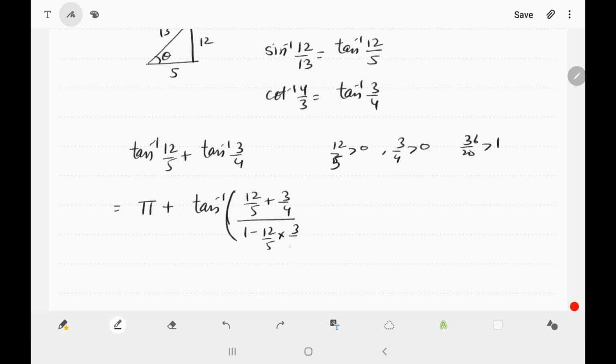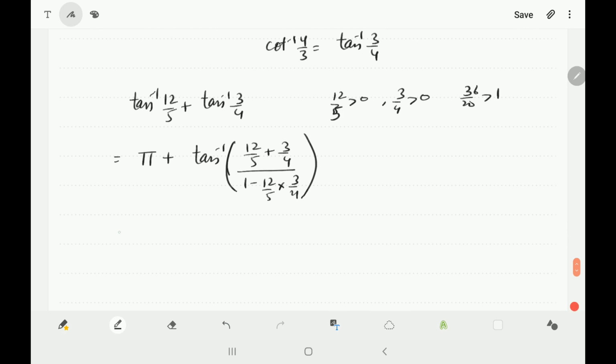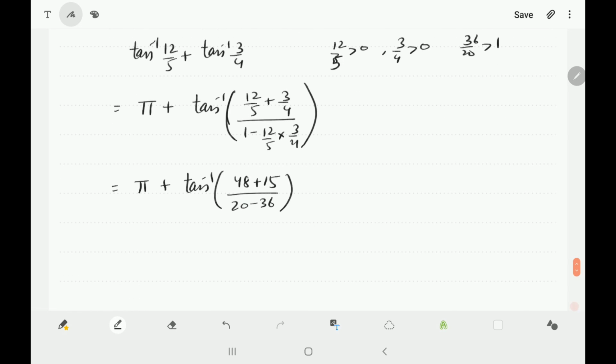Okay. So finally, you will have now the term pi plus tan inverse of 12 fours are 48 plus 15 divided by, it is 20 actually in the denominator. Here also it is 20. So 20 minus 36. Okay, is this clear? So now you will have the term pi plus tan inverse of minus 63 divided by 16.